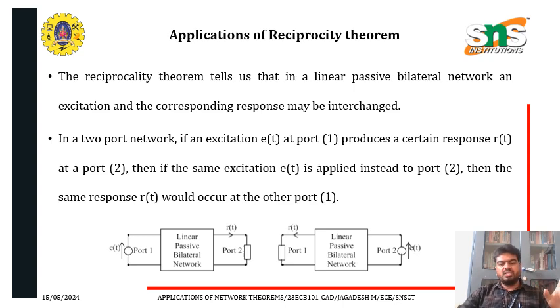The next one is the reciprocity theorem. The reciprocity theorem tells us that in a linear passive bilateral network, an excitation and the corresponding response may be interchanged. In a two-port network, if an excitation E of t at port 1 produces a certain response R of t at port 2, then if the same excitation E of t is applied to port 2 instead, the same response R of t would occur at port 1. That means we can interchange the ports, and the current will not vary. That is called the reciprocity theorem.